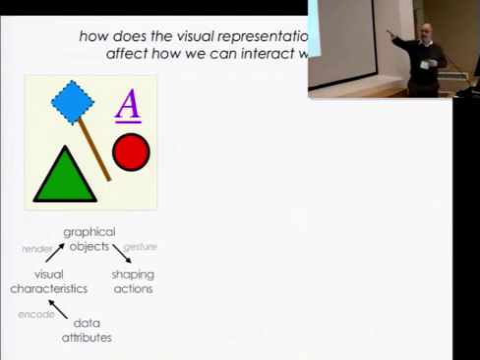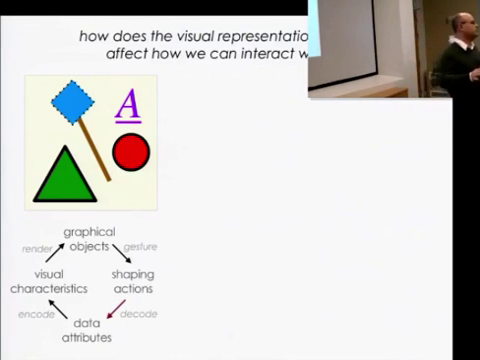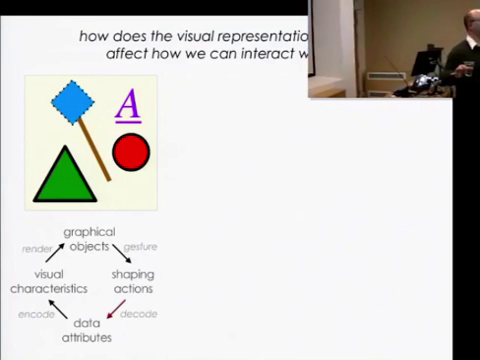Now, I want to develop the backward step. So can we perform gestures that have a shape to them? They're shaping actions. And then interpret those shaping actions to actually decode them back into data attributes. We talk about visual encoding a lot, but how about decoding gestures?